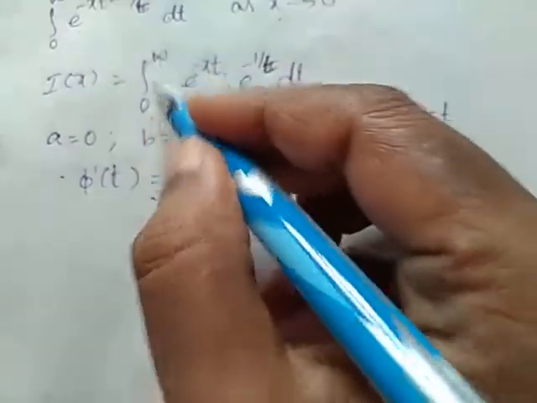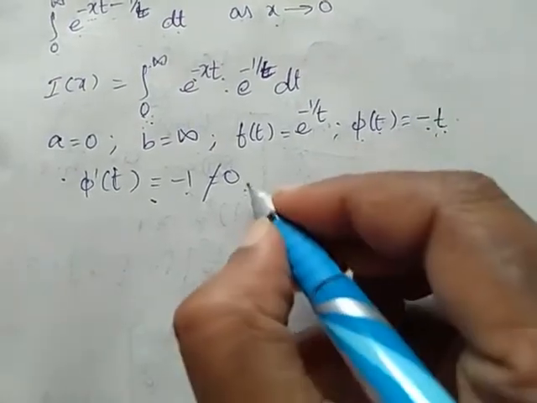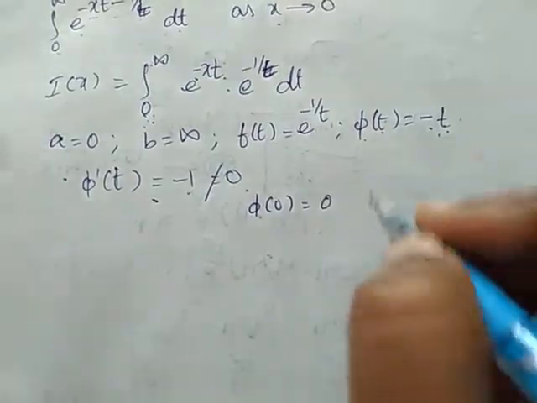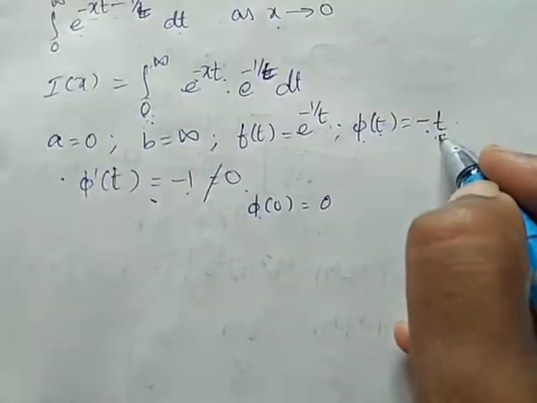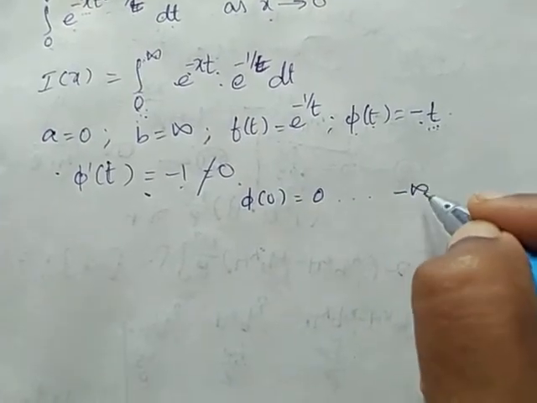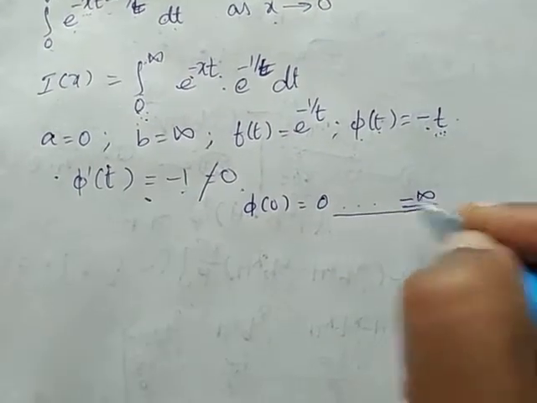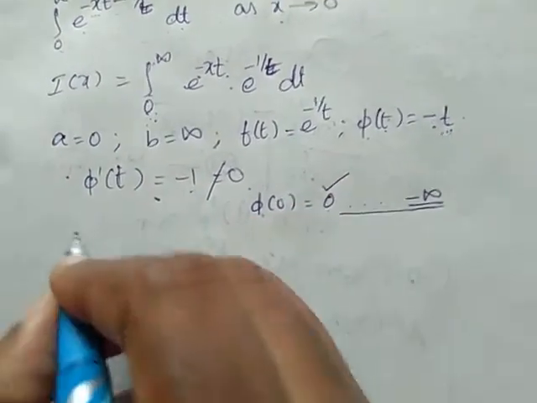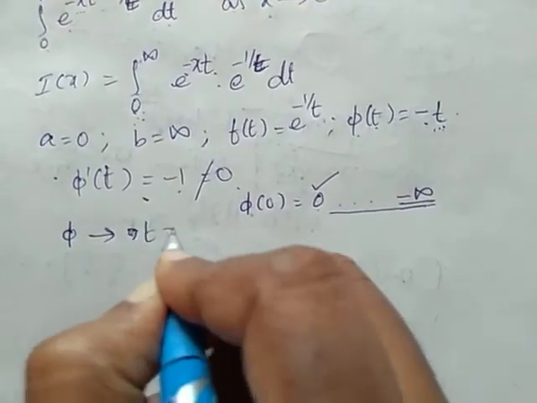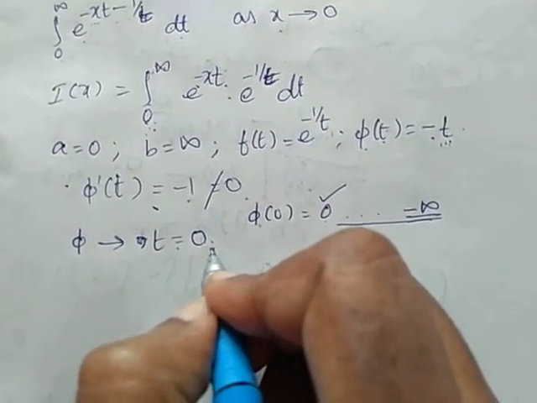But what is our limit? t value is from 0 to infinity. When t is 0, phi of 0 is 0. When t is 1, it is minus 1. When t is 2, minus 2. So it will be decreasing and it goes till minus infinity. So all these values are negative except 0. Therefore, we are having phi maximum at t is equal to 0. So when t is 0, we are having maximum value.